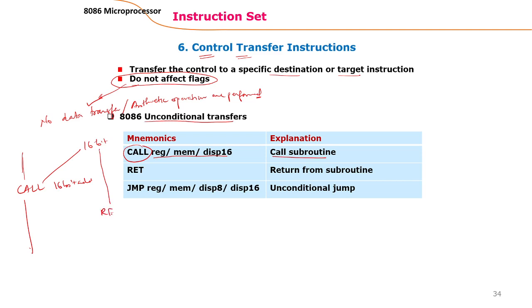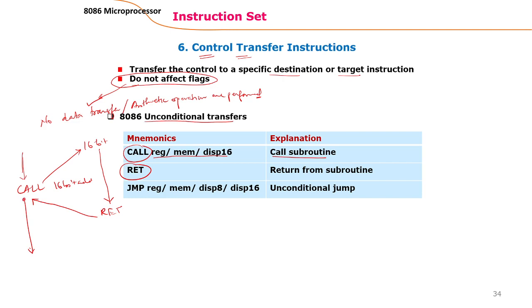After that there will be a return. So this return will come back to this location, from where the next instructions will be performed. This is how the call is used. This return will basically tell you from where the call has started.